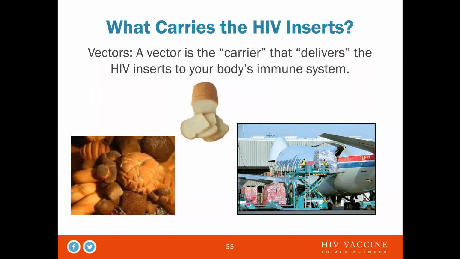So what carries the HIV inserts? The carriers of the HIV inserts are called vectors. A vector is a carrier that delivers the HIV inserts into your body's immune system. There are many different kinds of vectors, just like you can choose between wheat bread, a croissant, a panini, or a hamburger bun. Lots of variety and diversity.